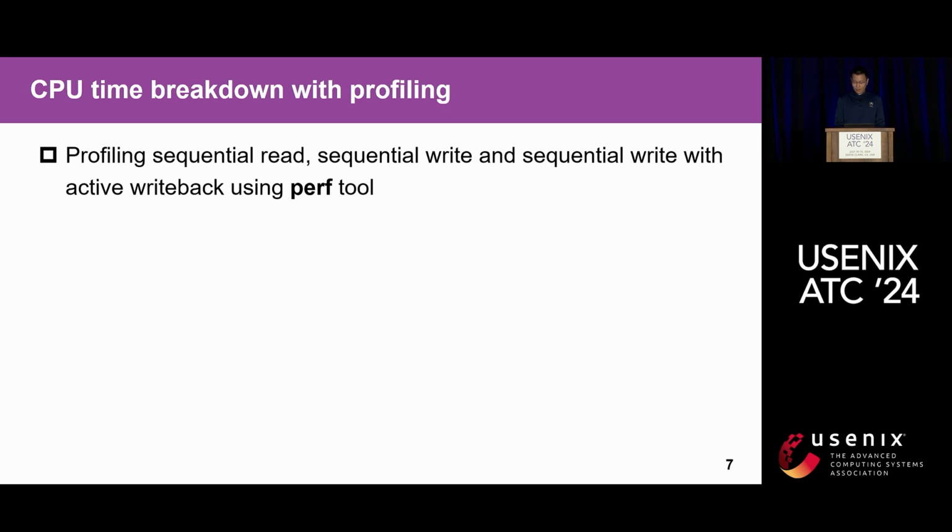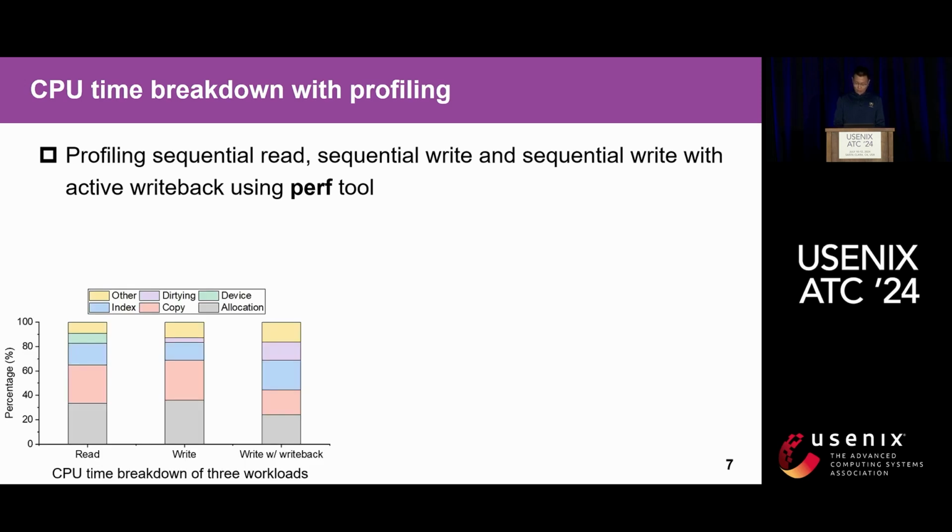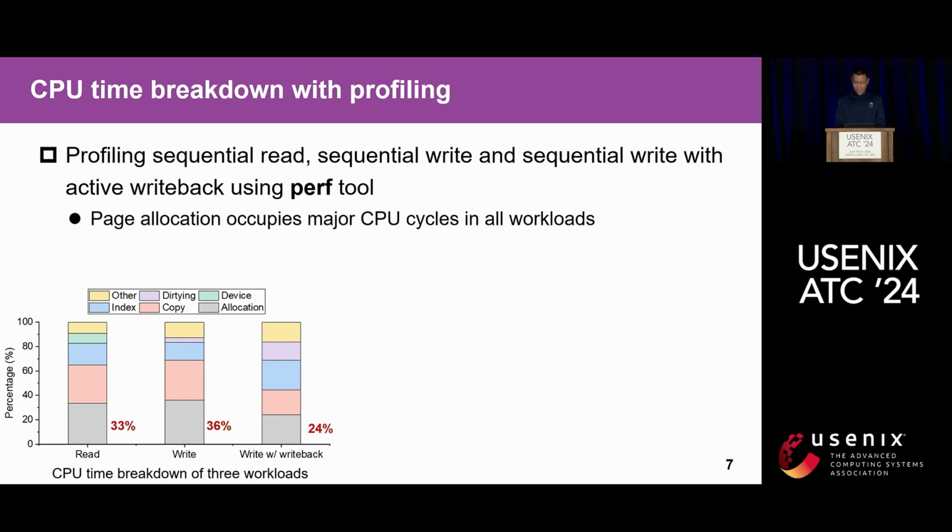To identify the parts that take major CPU time in buffered I/O software stack, we profile the CPU time breakdown of 3 workloads with Linux perf tool. These workloads are sequential reads, sequential writes, and sequential writes with active writeback. In the third workload, we manually set the dirty ratio threshold of background writeback to 0 to better manifest the influence of writeback. According to the profiling results, we can mainly get 3 conclusions. Firstly, we find that the page allocation takes major CPU cycles in all 3 workloads, with their proportions to be 33%, 36%, and 24% respectively.